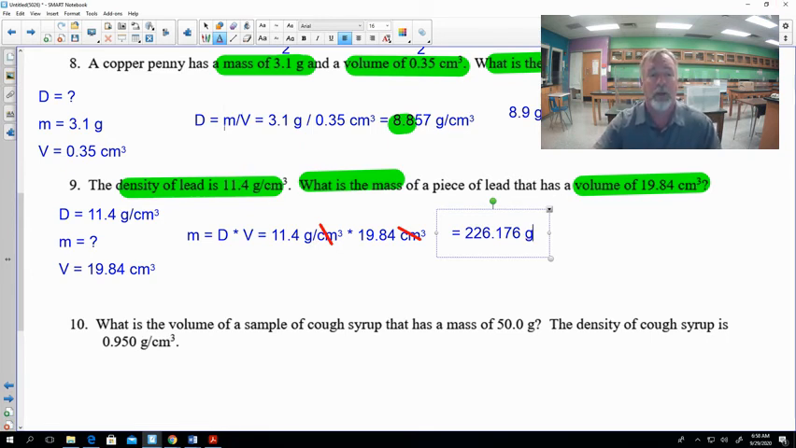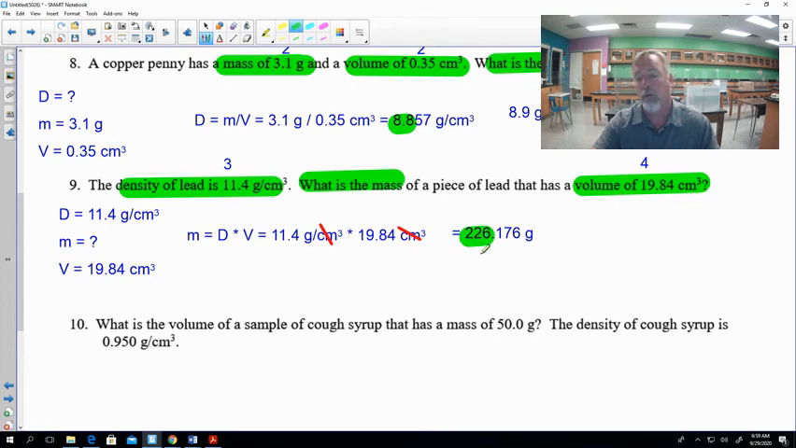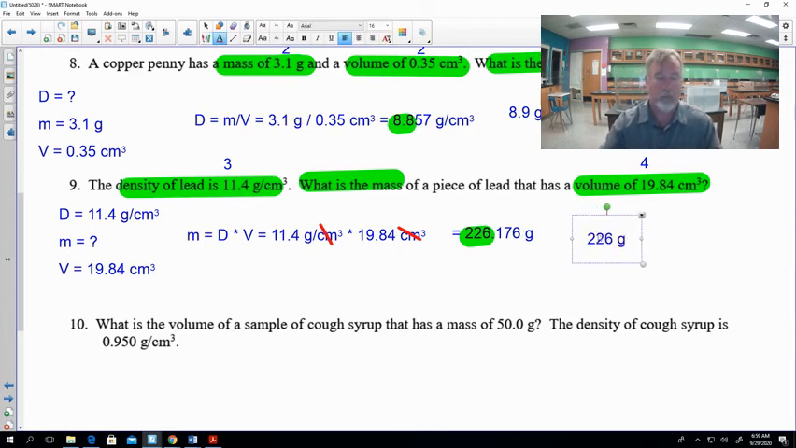How many sig figs are we allowed? We've got 3 for our density. We've got 4 for our volume. We've got to pick the smaller number, so we pick the 3. That tells us we have 226. Those are the very numbers we're looking for. The one after that tells us we're going to round down. So our answer here is simply 226 grams.